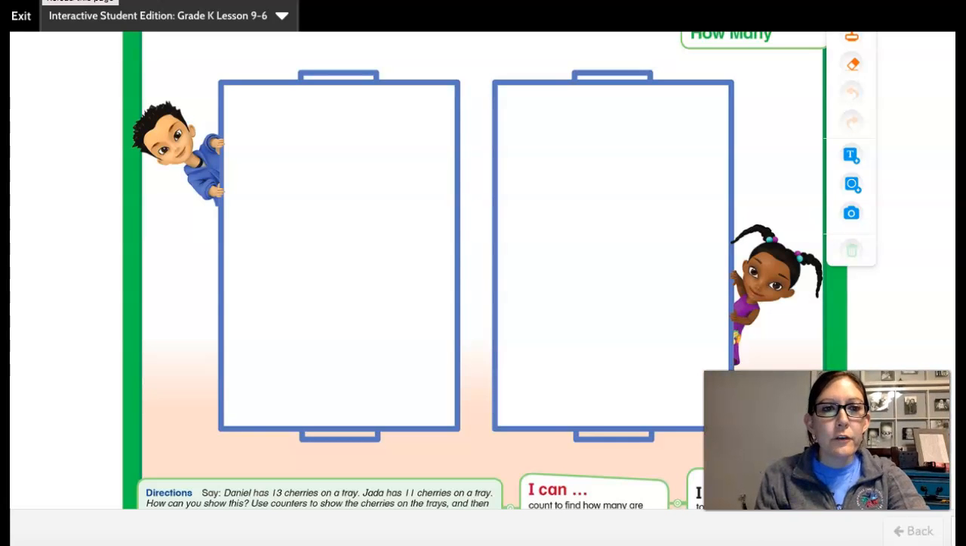Hi friends, for today's math lesson you will need a pencil or a crayon, you can choose, and then lesson 9-6. Let's take a look at this first page.